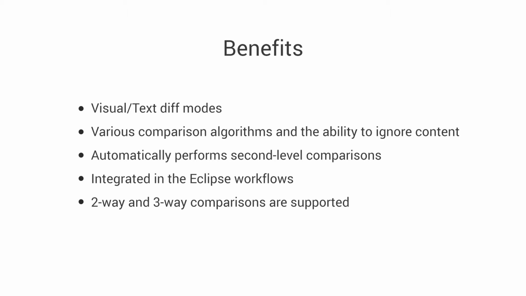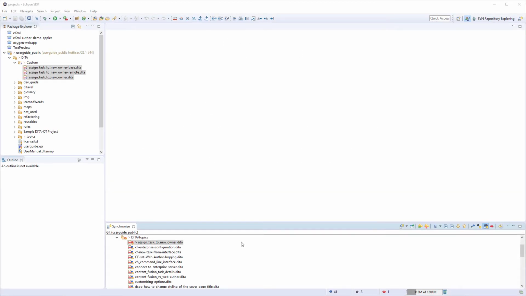You can use various comparison algorithms and ignore content that is not important in the comparison. It automatically performs a second-level comparison so that you can see changes inside modified blocks. It's integrated with the Eclipse comparison support. You can compare versions in the workbench with versions in the repository or local edit history. And you can compare 3 files when a common ancestor exists. Now I'll show you some of the features in action.